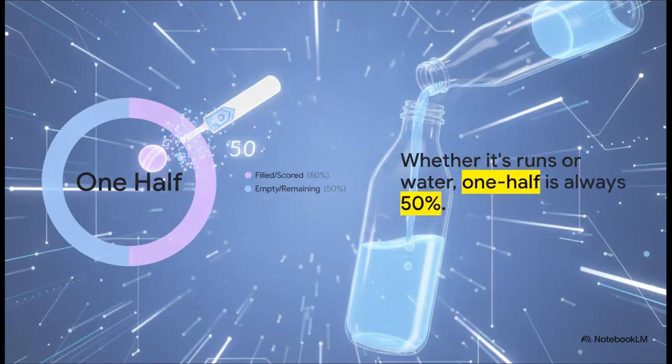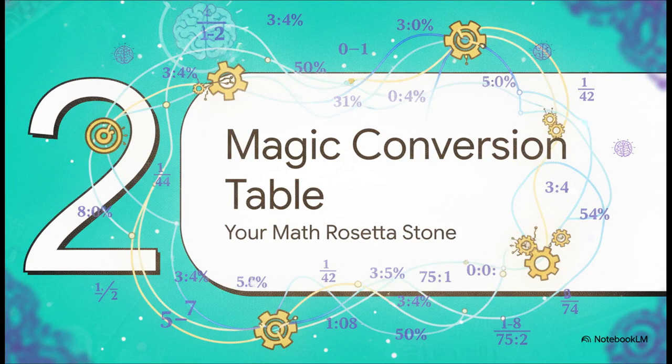Once you lock this concept in, it literally applies to everything. Whether it's a cricket star like Virat scoring exactly half of his team's total runs, or a water bottle being filled exactly halfway to the top, your mental comparison meter always reads the exact same thing. 1/2 in fraction language, 1-to-2 in ratio language, or 50% in percentage language. Moving right along to section 2, the magic conversion table.